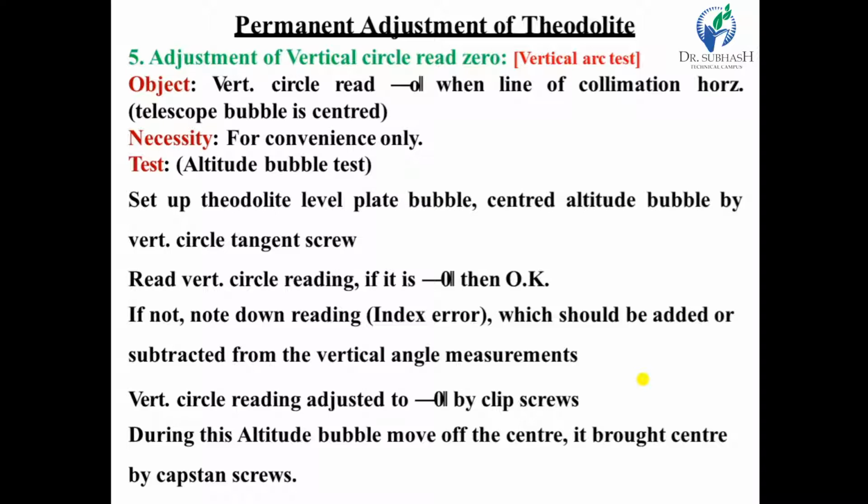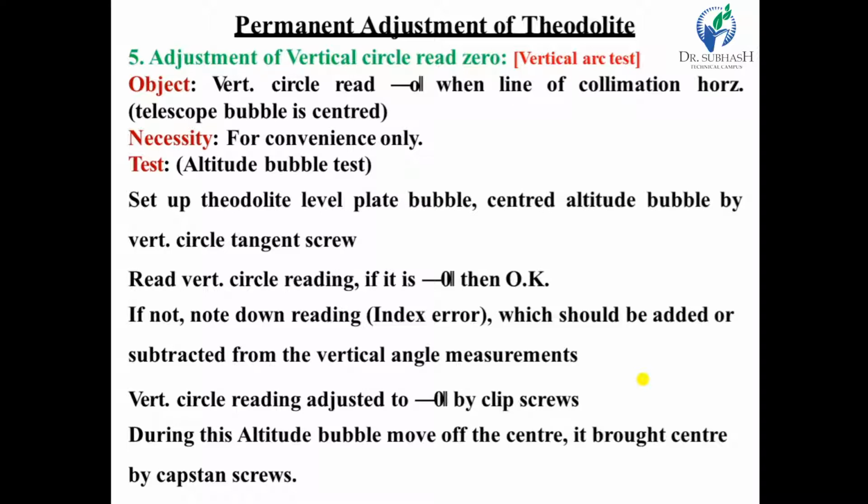Adjustment of vertical circle reads 0. The objective is that the vertical circle reads 0 when the line of collimation is horizontal or the telescope bubble is at center. That adjustment is not a very important type of adjustment, but it is done for our convenience only for leveling purpose. This test is also called the altitude bubble test.